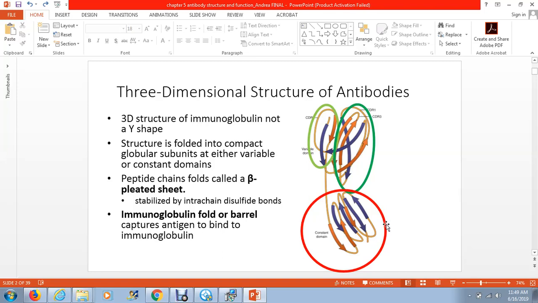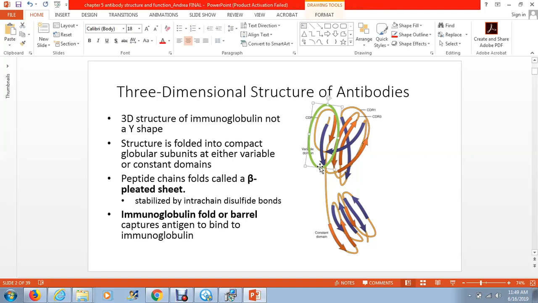I'm going to take these off now so that we can see the rest of the structure as we go along. Those are the beta pleated sheets. And those beta pleated sheets are held in place by those disulfide bonds that we talked about before. The disulfide bonds are going to hold that pleating in place and make it a stabilized structure for both the variable and the constant domains. These globular regions are almost like a balloon shape at the end.